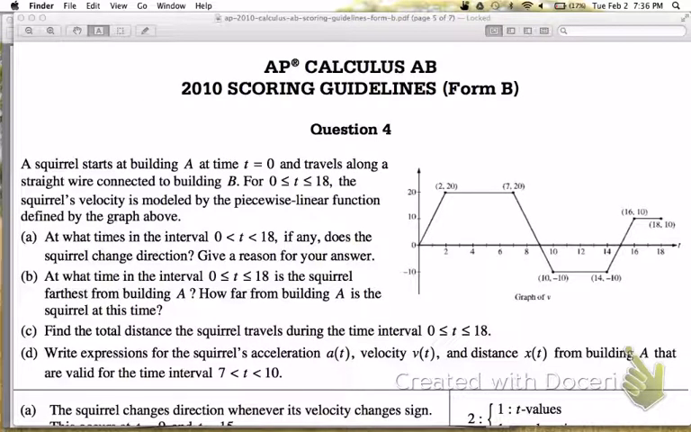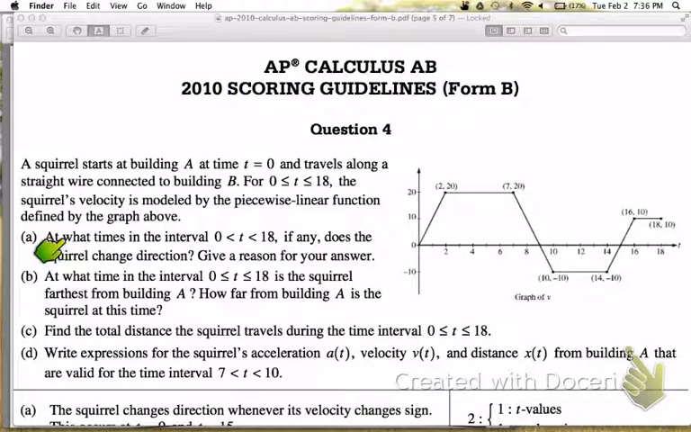All right, this is 2010 Form B, question number 4. It says a squirrel starts at building A at time t equals 0 and travels along a straight wire connected to building B. For the time interval from 0 to 18, the squirrel's velocity is modeled by the piecewise linear function defined by this graph that's over here. So this is the graph of the velocity. So obviously the velocity is increasing, then constant, then decreasing, so on and so forth.